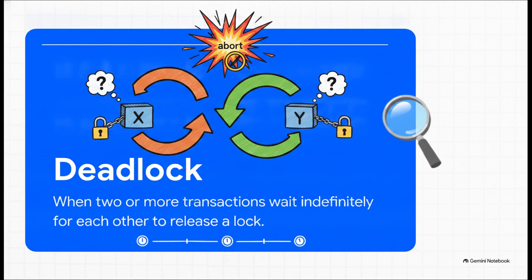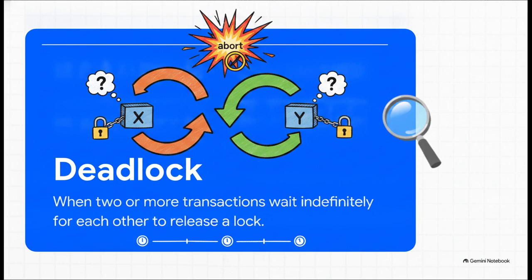A deadlock is a condition where two or more transactions wait indefinitely for each other to release a lock. Imagine transaction 1 locks data X and is waiting for data Y. Meanwhile, transaction 2 has locked data Y and is waiting for data X. Neither can proceed. They will literally wait forever, like two incredibly stubborn people refusing to step aside in a narrow hallway. Because of this, the DBMS has to use special algorithms to detect these deadlocks, automatically abort one of the transactions, and release the locks so the other one can finish.